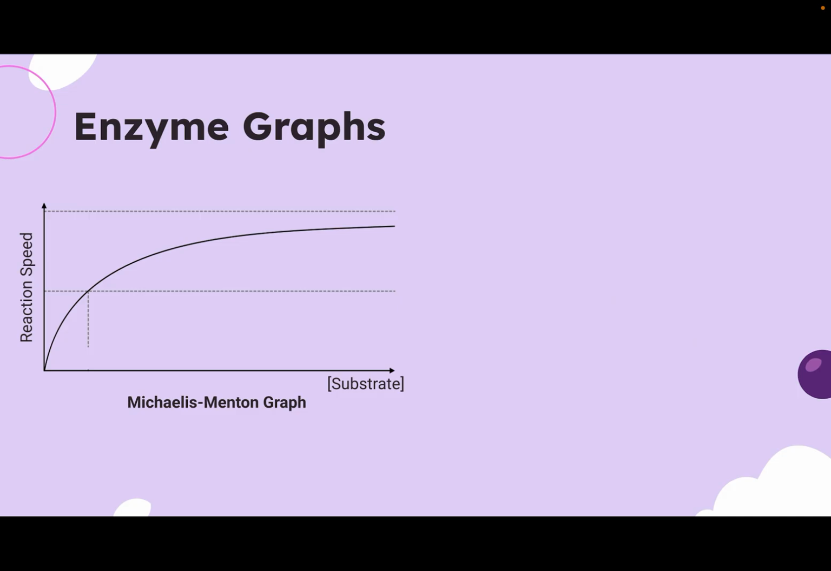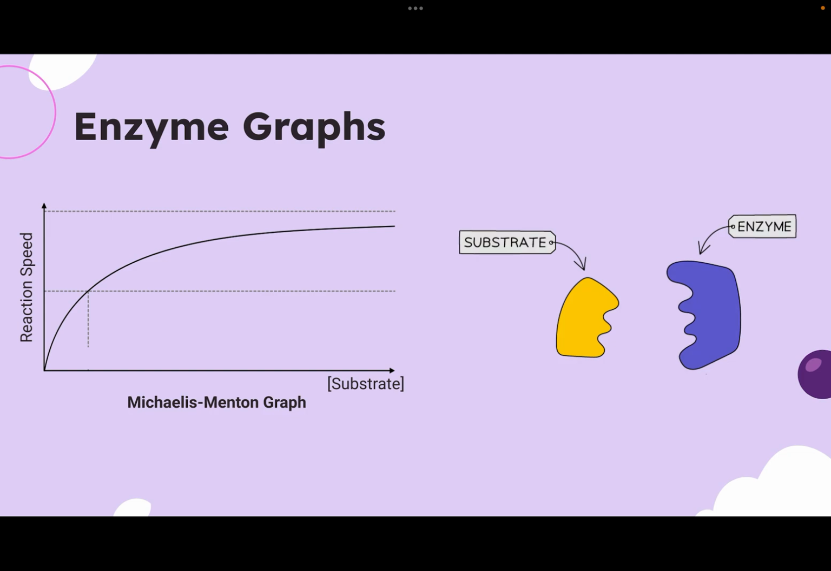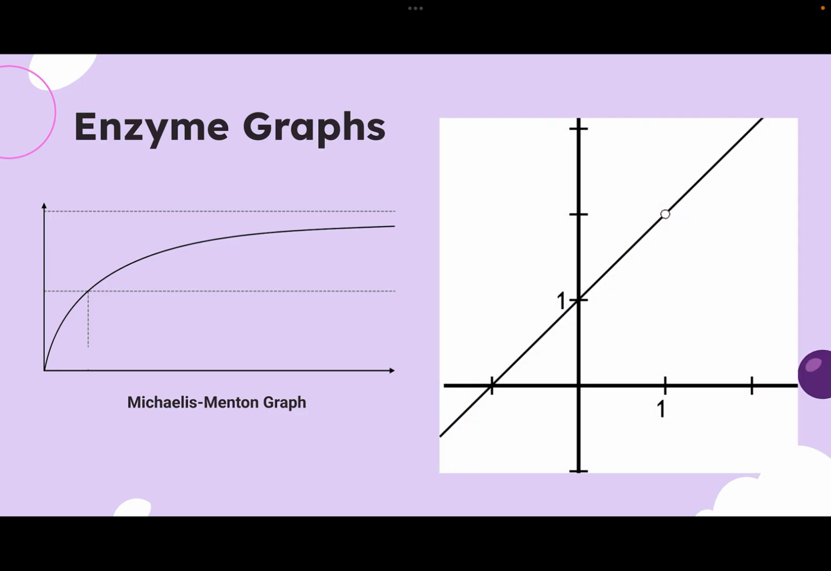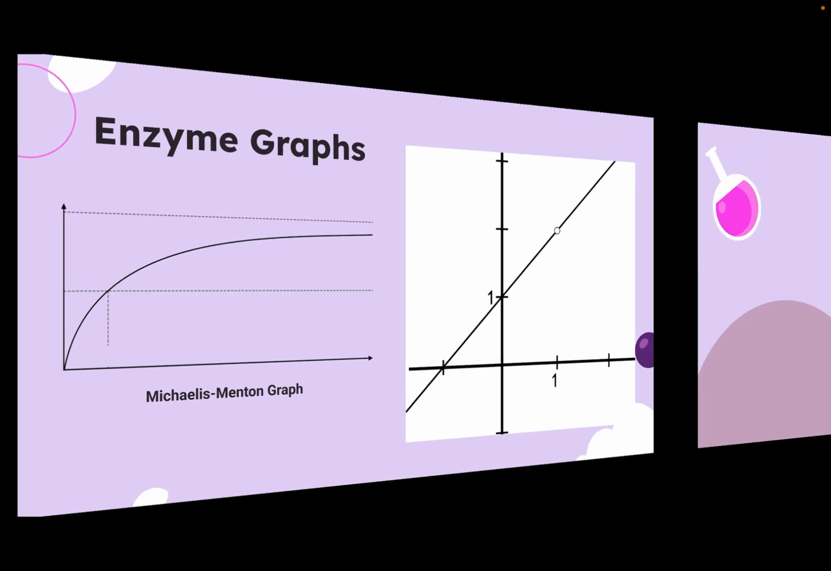It's useful, but as the curve flattens out, it's hard to read exact numbers, like how fast the enzyme can go or how strongly it binds its substrate. That's where the Lineweaver-Burk plot comes in. It takes that curvy graph and straightens it out, making everything way easier to interpret.